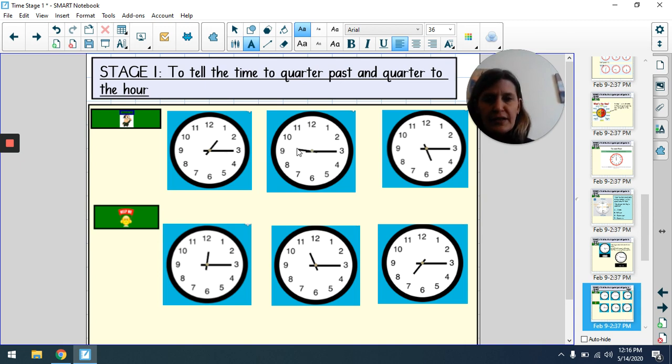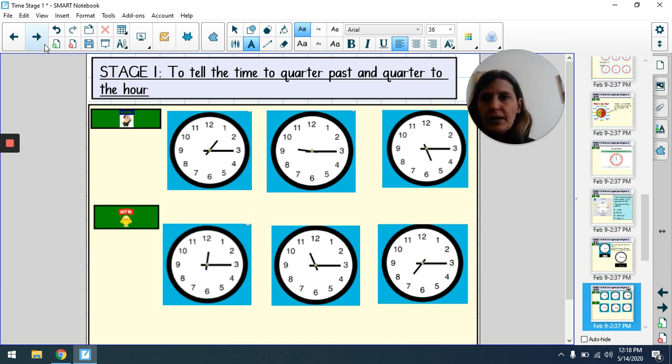My hour hand's gone past the 9, and my minute hand is on the 3. Quarter past 9. My hour hand has just gone past the 5, and my minute hand is on the 3. Quarter past 5. Here are some for you to have a go at. So the hour hand's gone past the 12, and the minute hand is on the 3. Quarter past 12. The hour hand's just gone past the 11. Quarter past 11. The hour hand's just gone past the 7.